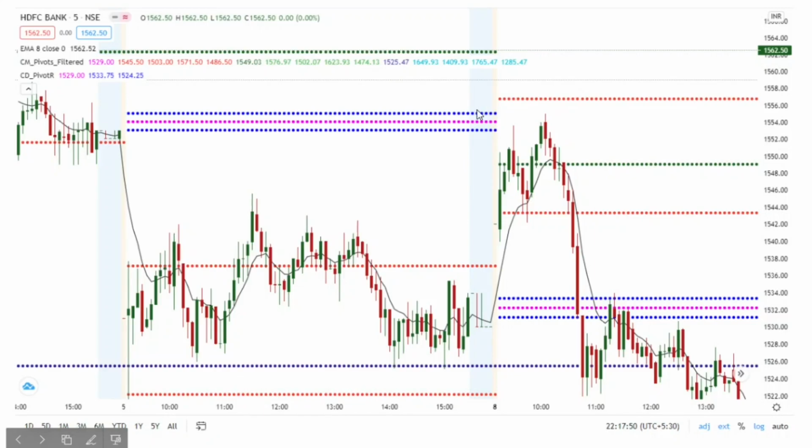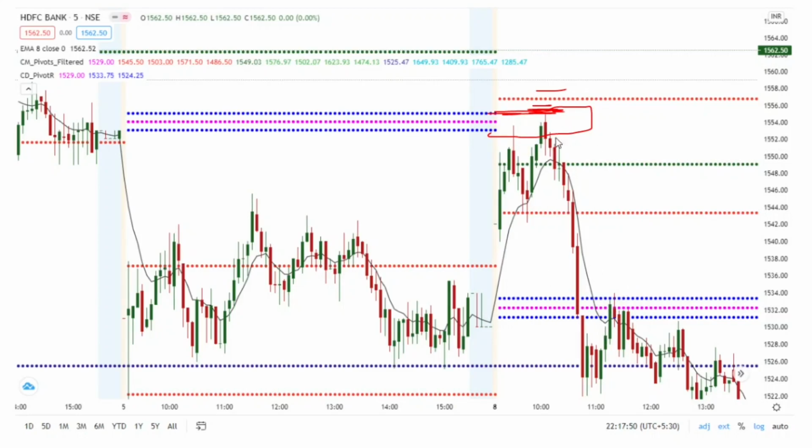As I told earlier, CPR and pivot points are leading indicators. You would have marked this level before the market opened, and once price made a bearish candle at the top CPR of the previous day, you would have shorted here with a stop loss above this support line or above this top CPR of the previous day.